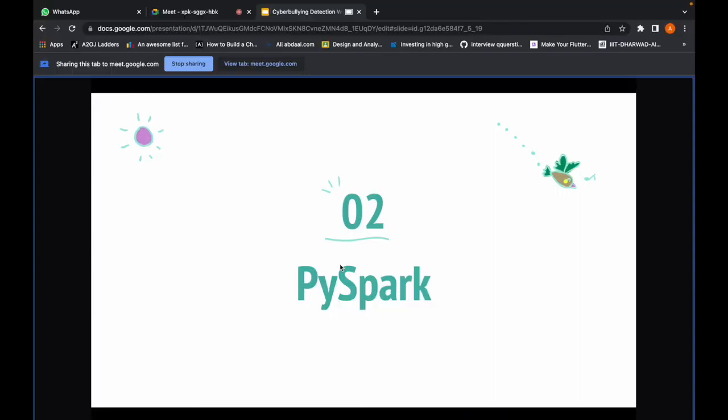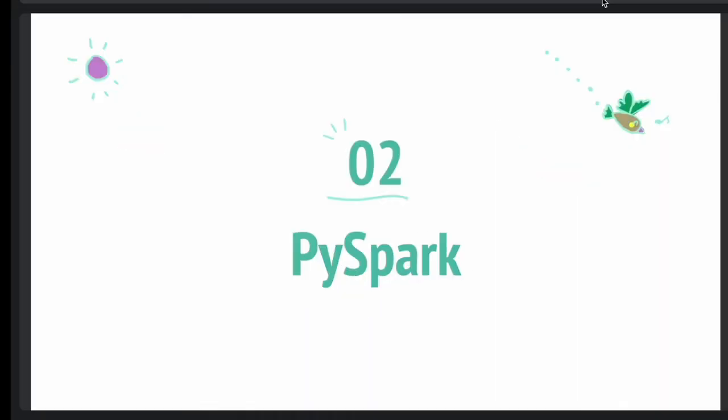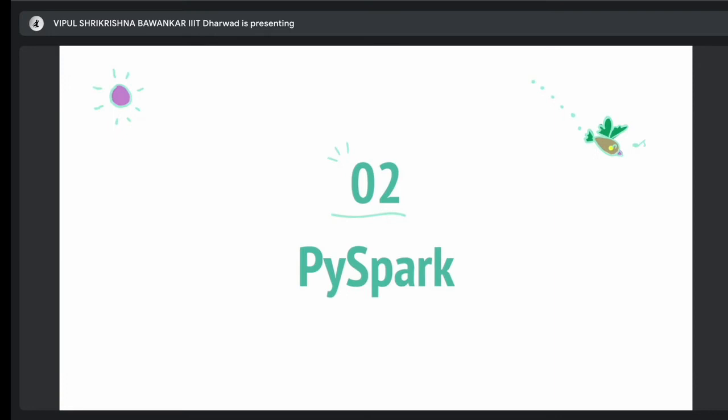Vipul will cover the topic of PySpark. PySpark is the Python API for Apache Spark, an open source distributed computing framework and set of libraries for real-time large-scale data processing. Although it's not very fluid to work with, it has a lot of inconsistencies with Java, on which it is built, and also with Python libraries.